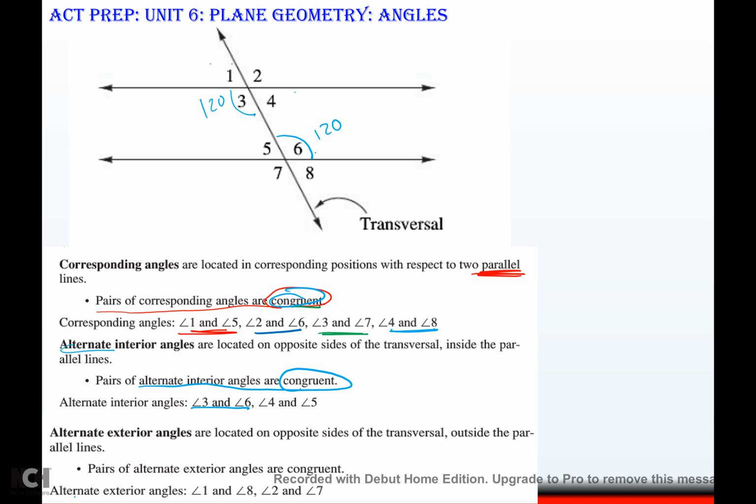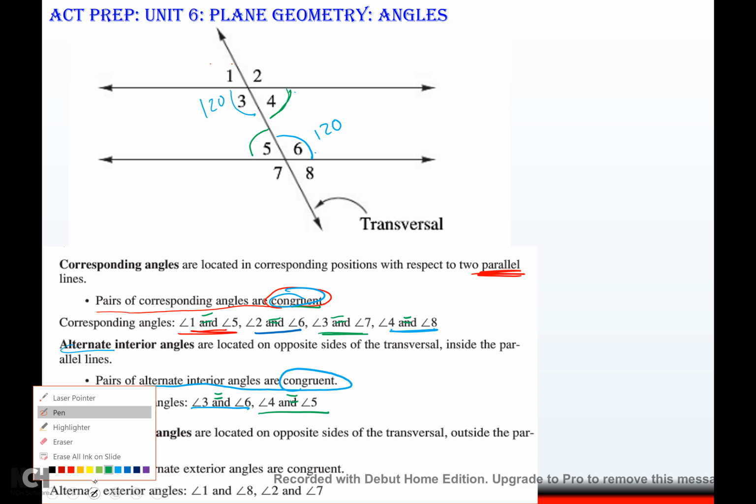Okay, and then you have another pair, which is inside on the right, alternate interior to angle 5, that is inside but on the left. Oh my goodness, I don't know my right from my left. Alright, so again, I would know that angle 4 and angle 5 are equal, just like 3 and 6 are equal, just like 1 and 5 are equal, 2 and 6 are equal, 3 and 7 are equal, 4 and 8 are equal.